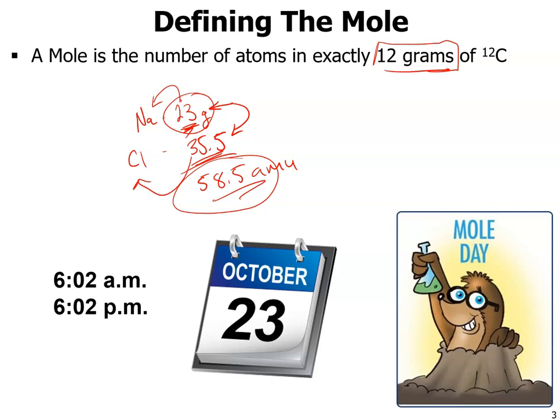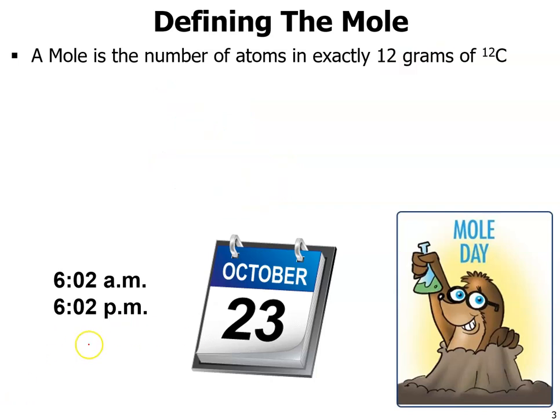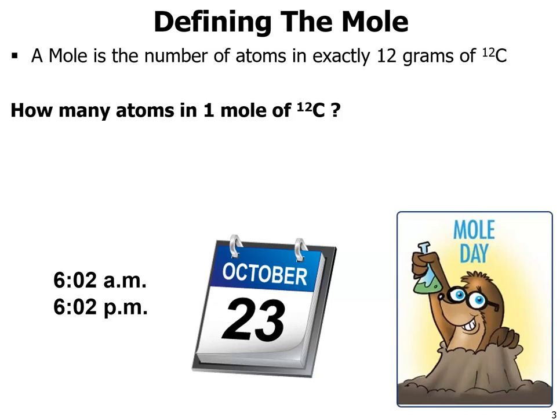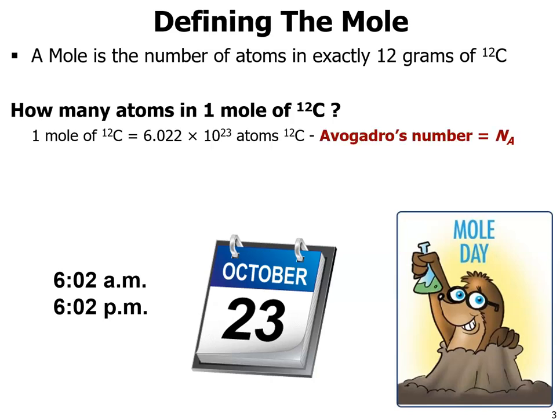So the next question is, when we're looking at this, why do I have this image of a mole and October 23rd? Well, when we look at how many atoms are actually involved in this, what is an atom of 1 mole? How many atoms of carbon are there, for example? And this is where Avogadro's number comes into play. This is the exact number of atoms that are associated with any mole of anything. It's 6.022 times 10 to the 23rd.